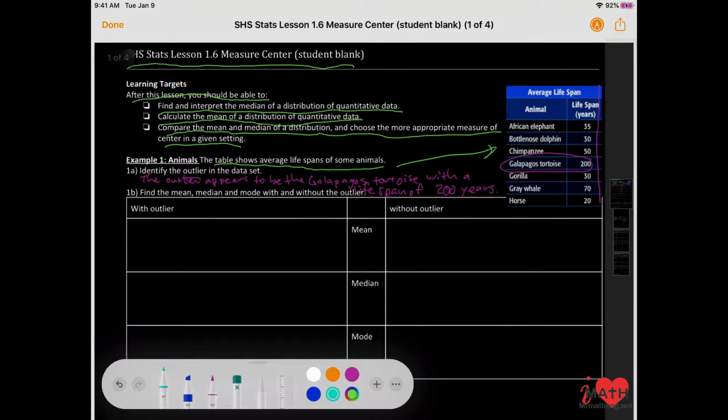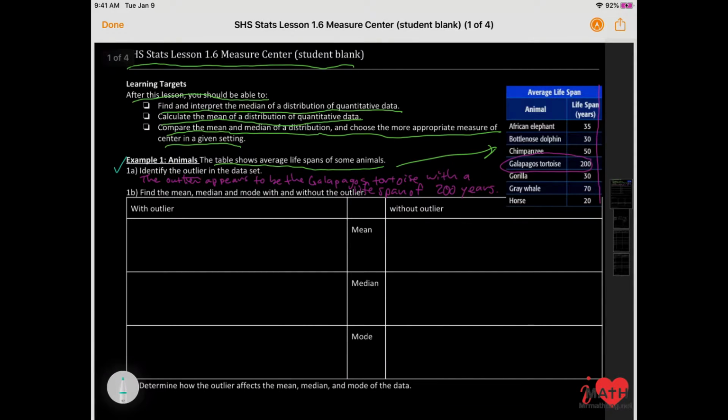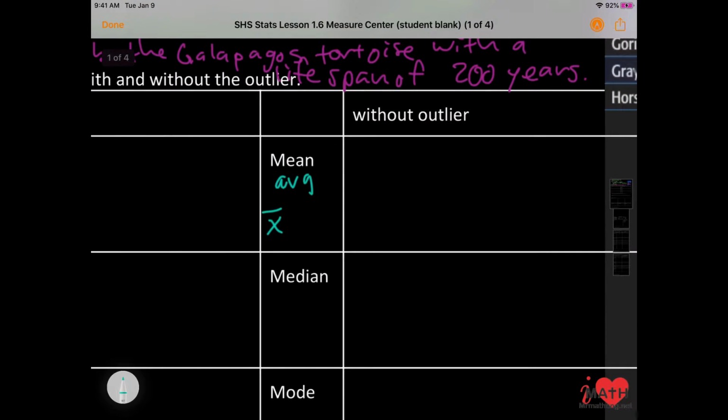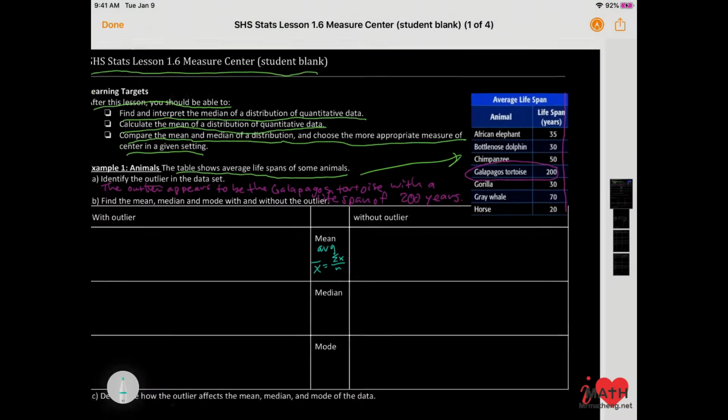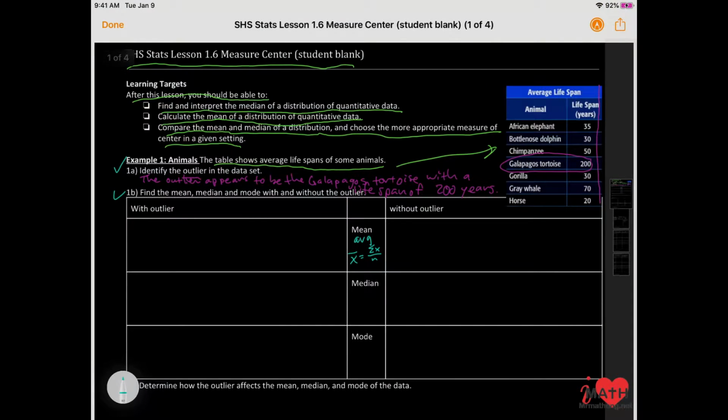Okay. So we did 1A. 1B, find the mean, median, and mode with and without the outlier. We kind of already were exposed to these before, but the mean is essentially the average. That is our X bar. X bar is the symbol for the mean. You just take all the numbers, a summation, that's a Greek letter, basically just means add up all of your numbers and then divide by how many are in your list. Let's go ahead and do that with the outlier, so all of those.